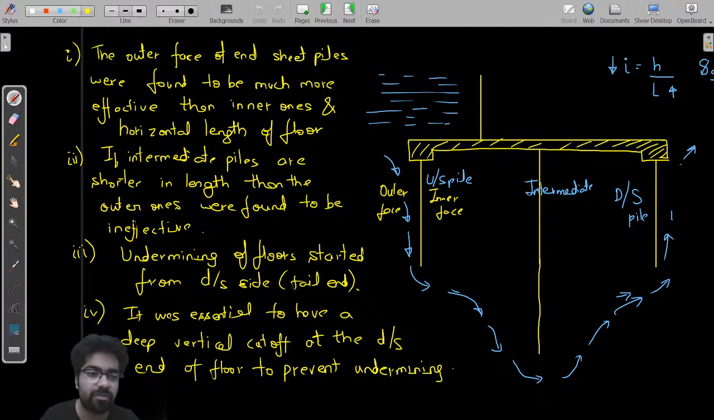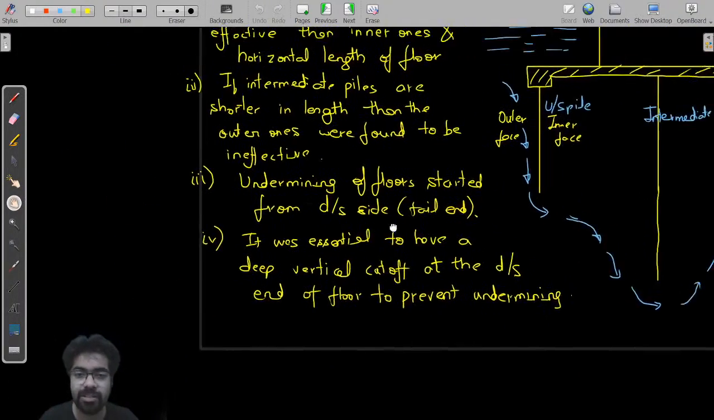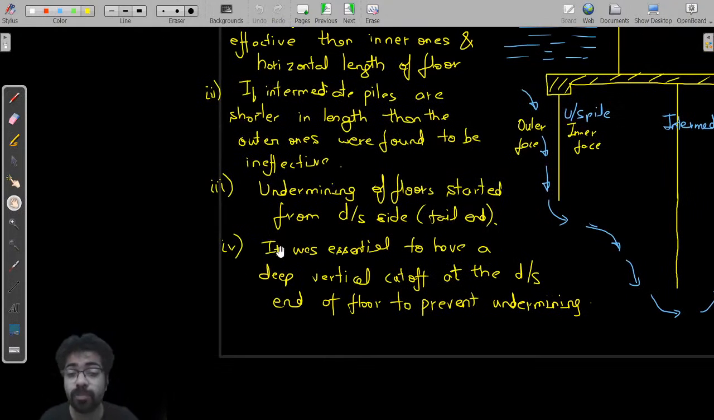And this was, my dear friends, the fourth point of Khosla's conclusion. See, read. He said it was essential to have a deep vertical cutoff at the downstream end to prevent undermining. Deep vertical cutoff means downstream pile. And why is he focusing on deep? Why is he writing deep here? Because the more the depth of the downstream pile, the lesser will be the exit gradient.